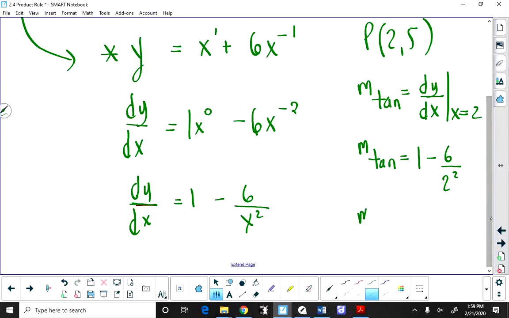And, I mean, you can work out what this is. The slope of the tangent will be equal to 1 minus 3 halves, which I believe works out to negative half. Can anybody give me a thumbs up on that?